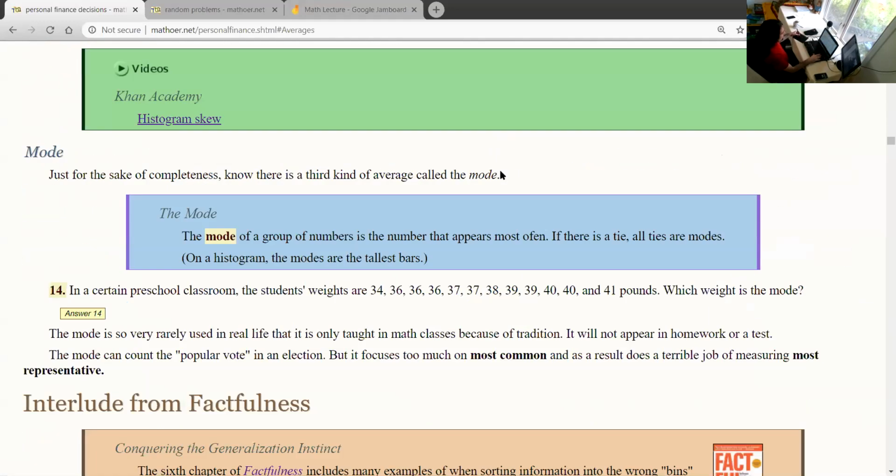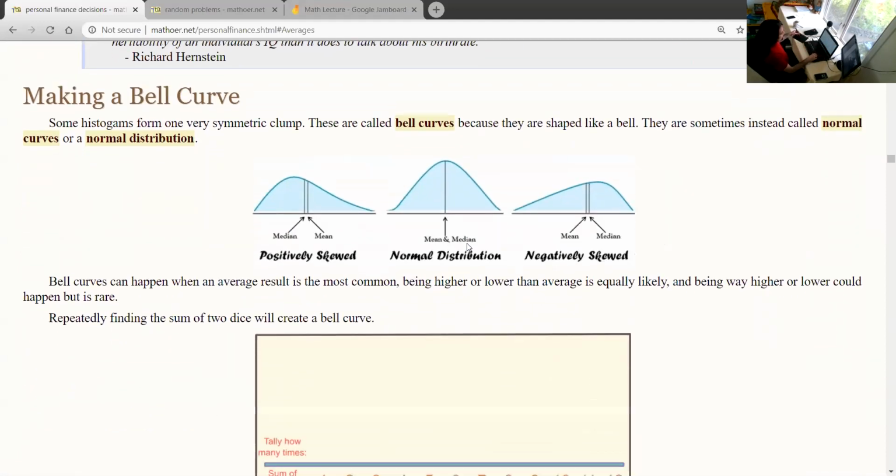So we're going to look at the ones that are nicest. When there is a symmetrical clump, these are called bell curves. Other jargon is a normal curve or a normal distribution. The very most generic ones are completely symmetrical. There's as many things bigger as there are smaller. Many bell curves are skewed. If there's more things that are smaller than average, it will look like the clump on the left. If there are more values that are larger than average, it will look like the clump on the right.